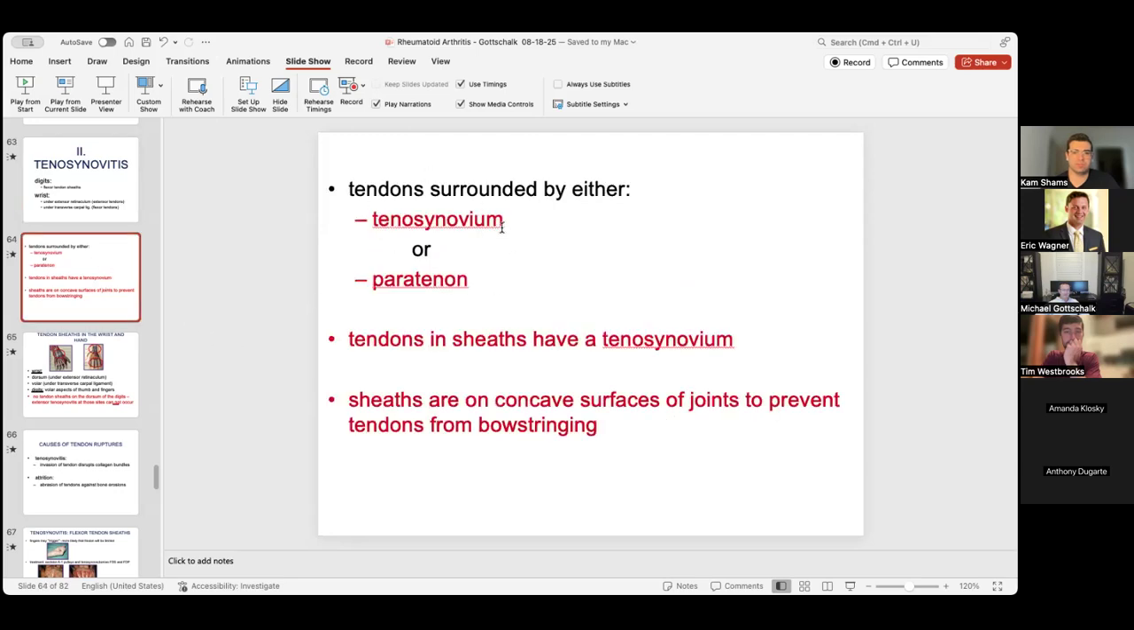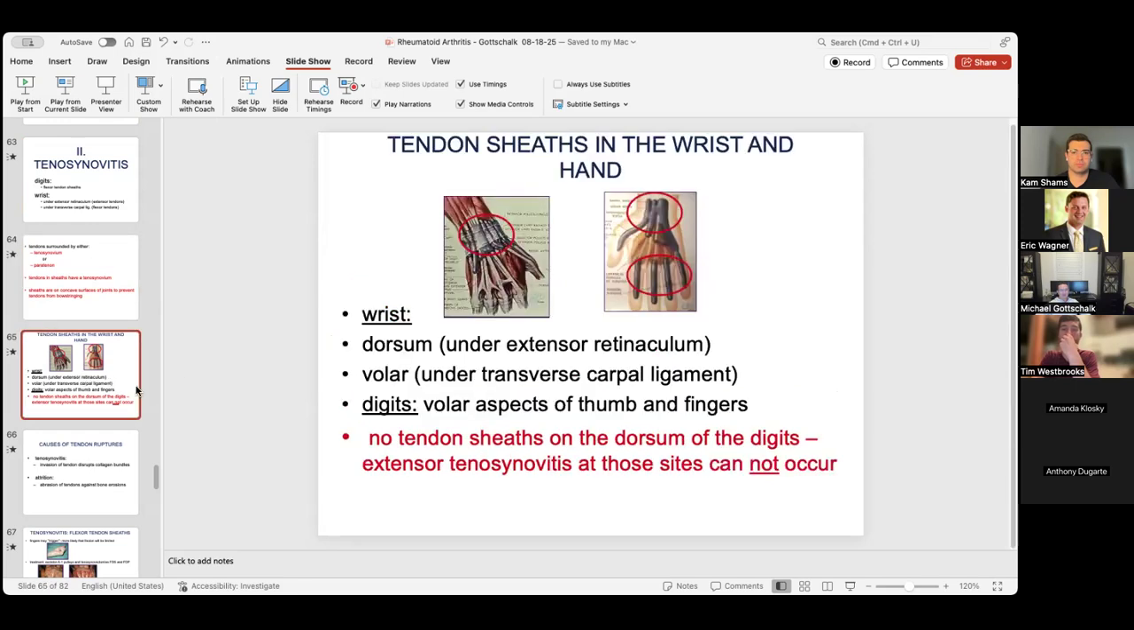Tendons surrounded by either one tenosynovium or peritoneum. Tendons and sheaths have tenosynovium. Sheaths are on the concave surfaces of joints to prevent tendons from bowstring, right? So when you think about where the tendon sheaths of the hands and the wrist are, you'll essentially see them on the back portion of the wrist that are concave or on the volar surface as well. So wrist, it's the dorsum under the extensor retinaculum, volar, it's under the transverse carpal ligament, and then the digits, it's the volar aspects of the thumbs and fingers.